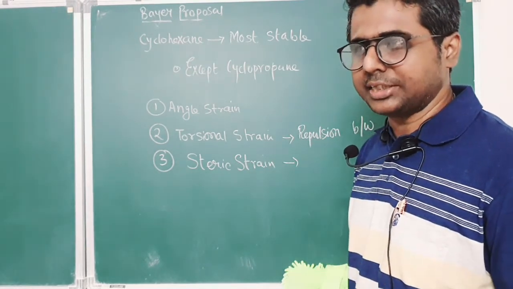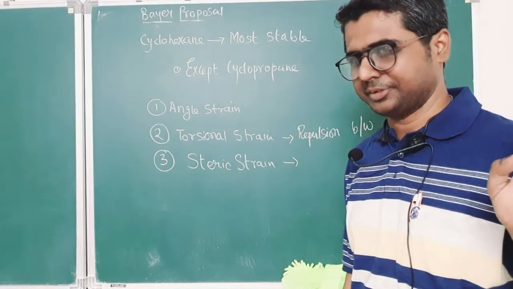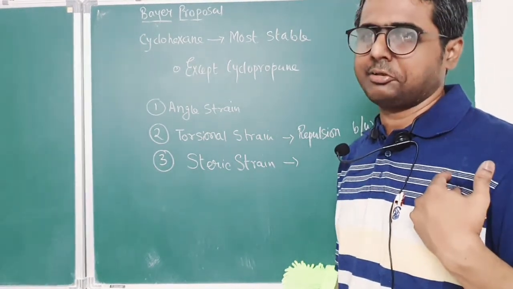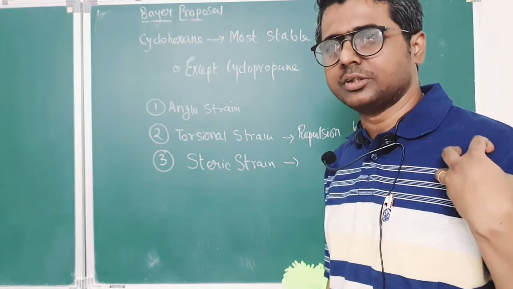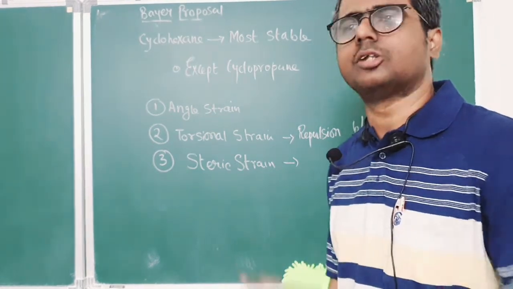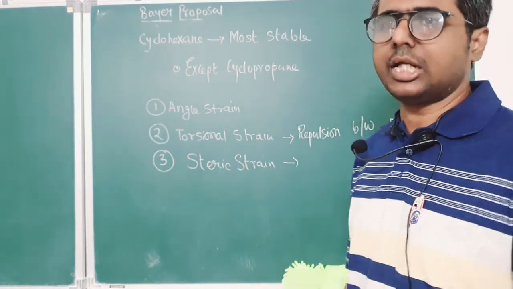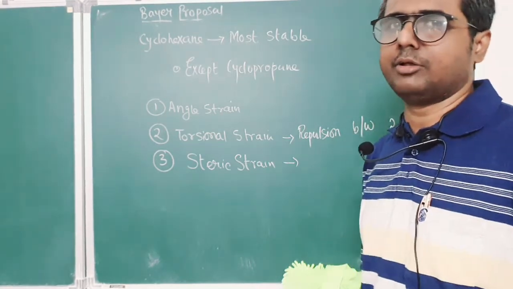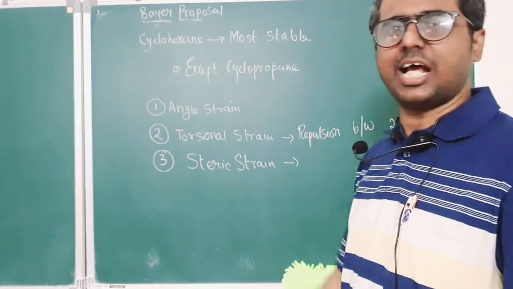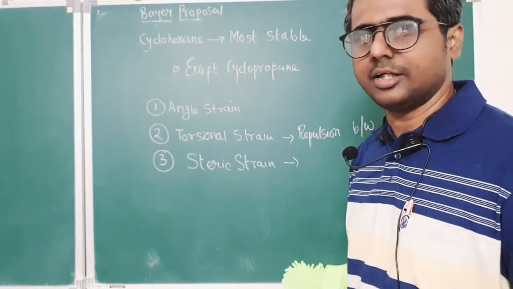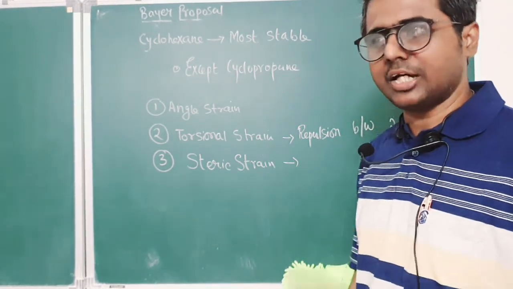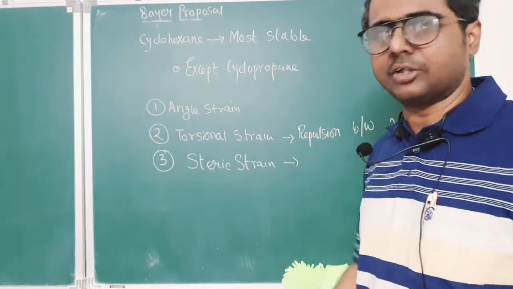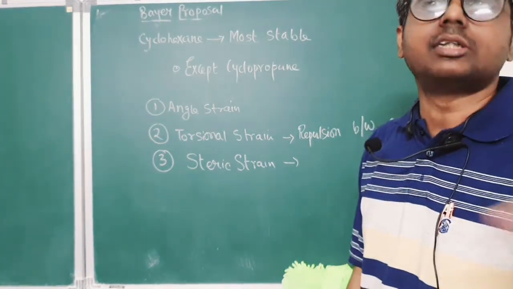And nobody likes this strain. If I don't like this strain, and I am made up of molecules, then why would molecules like this strain? They also don't like this strain. A human being will not be very comfortable when he or she is competing with lakhs of other human beings. Similarly, a hydrogen atom is not comfortable when many other hydrogen atoms are around. So that is called steric strain.